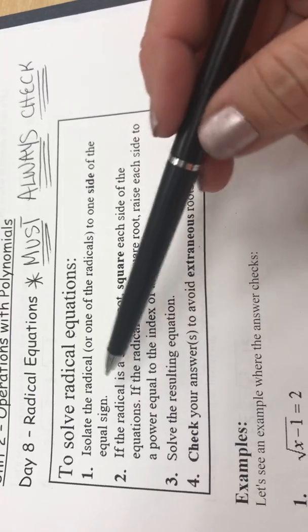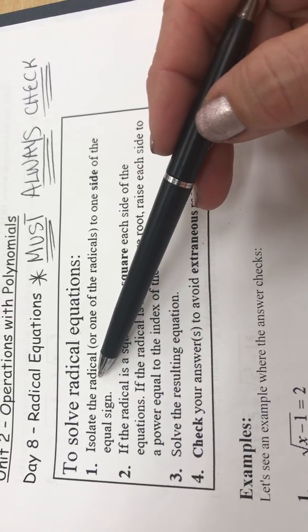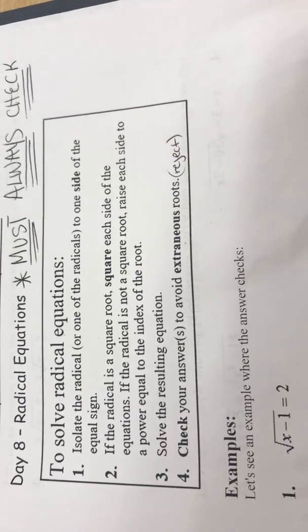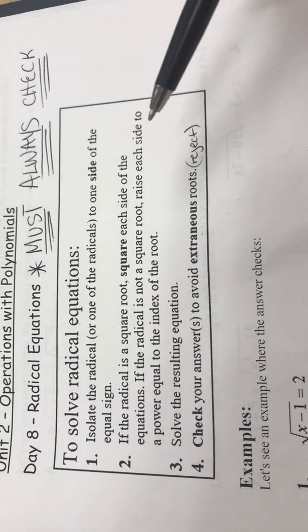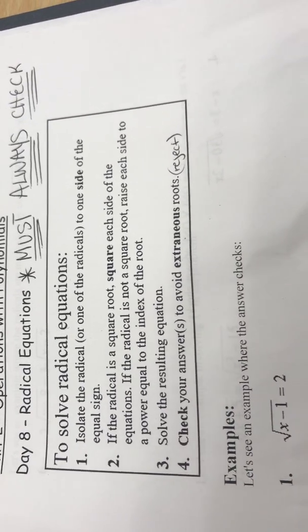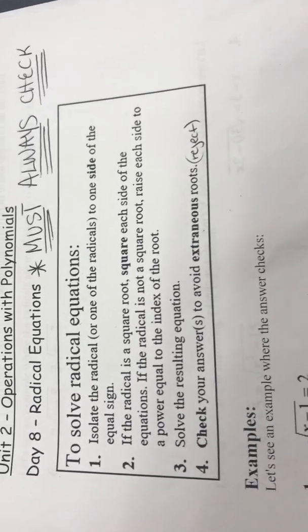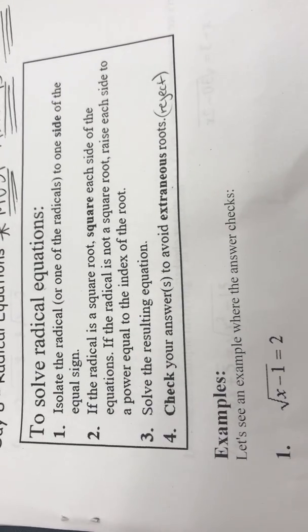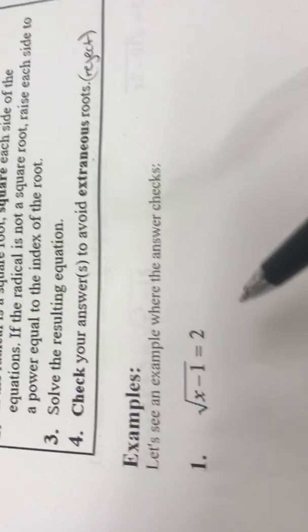So these are the steps. First step is to isolate the radical so that you make sure that it's on its own side of the equal sign, okay? And then we'll raise each side to whatever index the root has. And then we solve and check. What I mean by root and index is this.